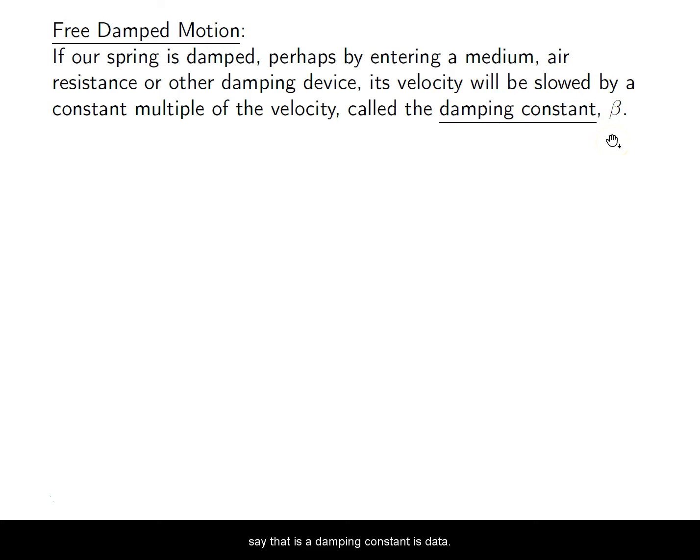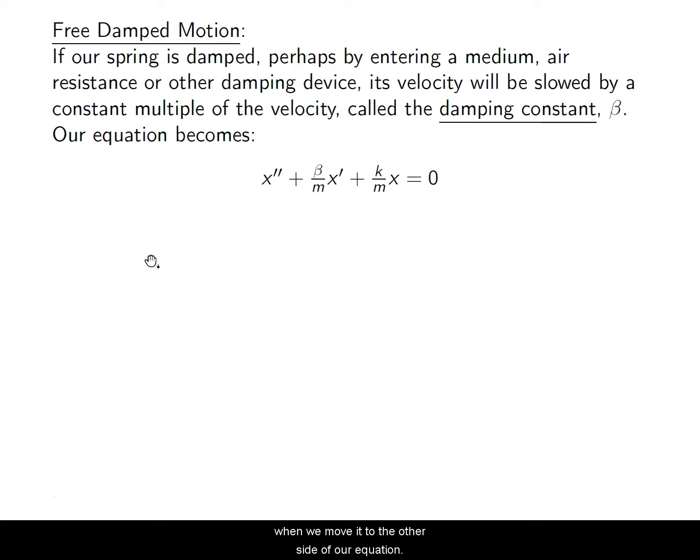It's beta, right? So it is a constant multiple of velocity, which means that it should be applied against an x prime term, and it is a damping value. It's slowing us down, which means it's moving against gravity. Okay, so it'll be subtracted, which means that when we move it to the other side of our equation, it'll be a positive value, right? Over here, it'd be negative, so moving over here, it'll be positive, okay? So this is our equation now, right?